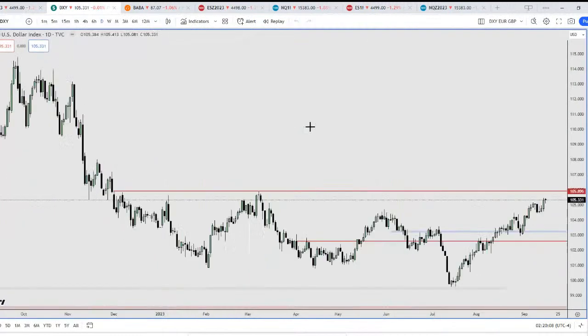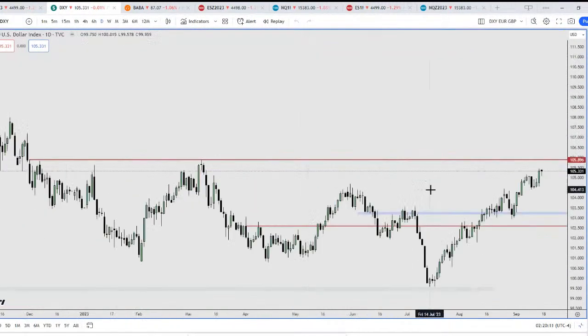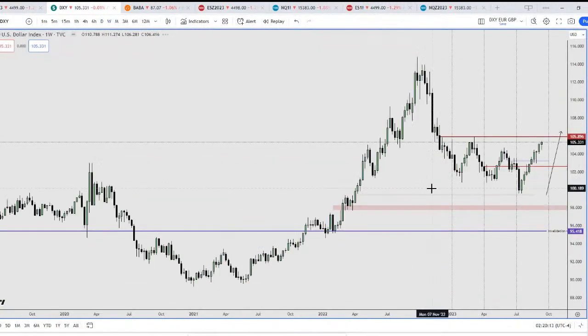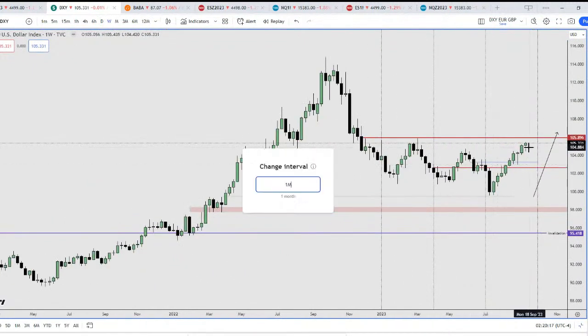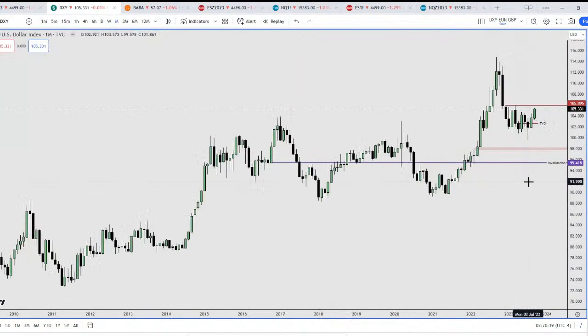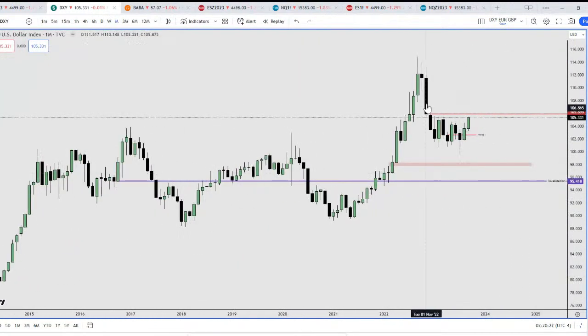So heading over to DXY. Obviously, I am looking for this high to be traded to, and then I want to see disrespect of the monthly inefficiency up here, which is also a sell side, buy side imbalance. No, sell side imbalance and buy side inefficiency. Okay, let's keep it short. A bearish fair value gap. So I'm expecting price to disrespect this bearish fair value gap and trade higher.